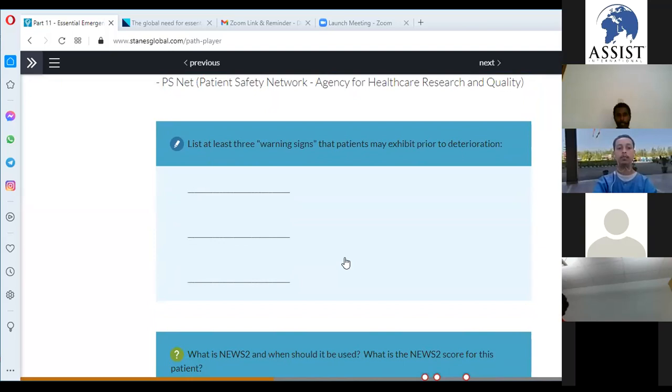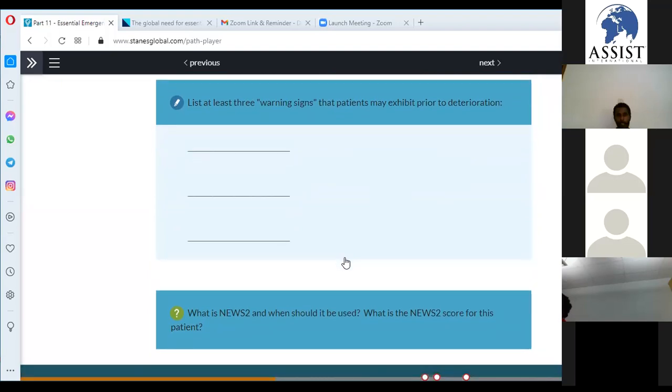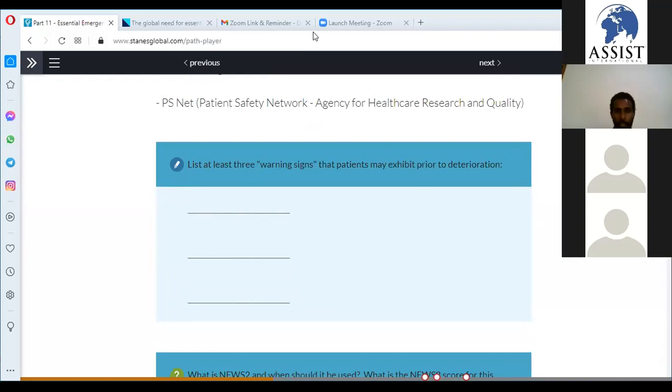Among them, there are different warning signs, and different scoring systems to enable the health professionals to easily identify patients. So what are the warning signs that you employ? Actually, you have discussed this issue. So at least mention 3 warning signs that patients may exhibit prior to deterioration.